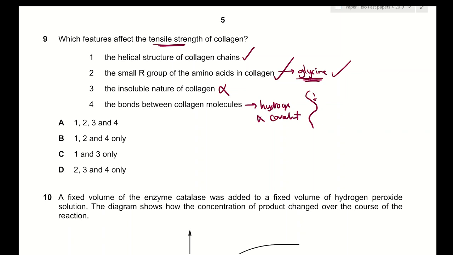Therefore, hydrogen bonds collectively are very strong. Therefore, they do affect the tensile strength of collagen. And the answer is going to be B.